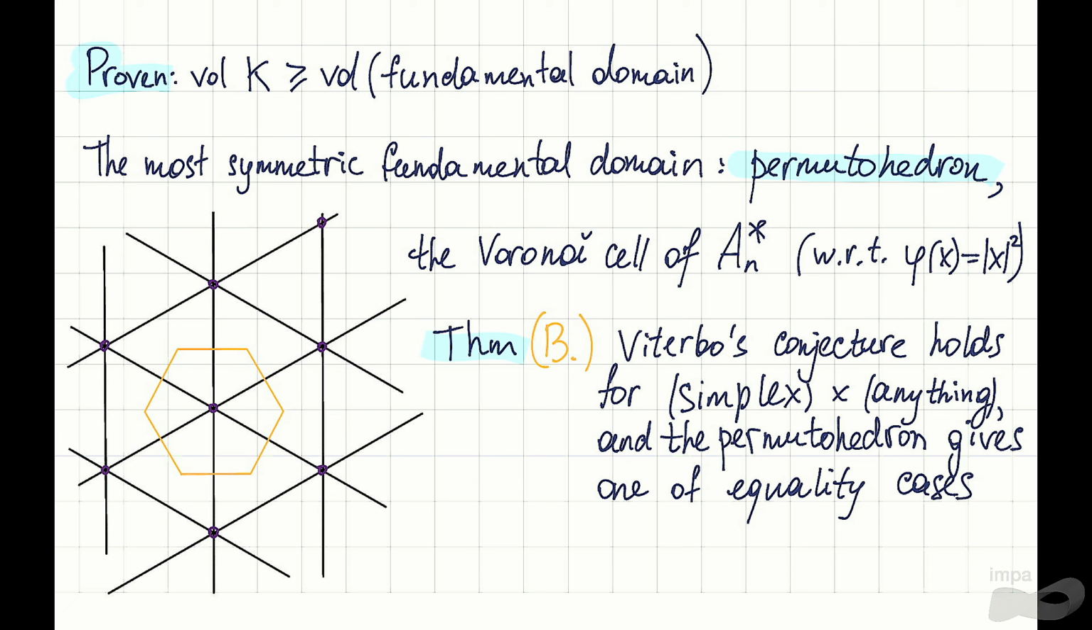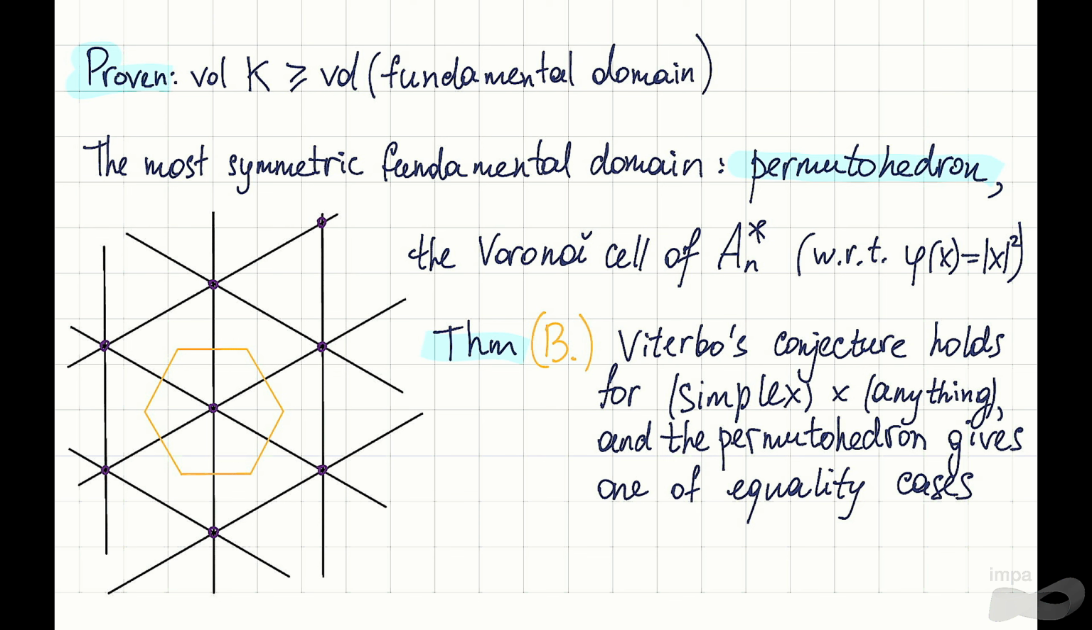But I guess the more, right, okay, so this translates in the symplectic language to the statement that the Viterbo conjecture holds for the product of an n-dimensional simplex, any simplex, because the problem is affine, it behaves nicely with respect to affine transformations. So the Viterbo conjecture holds for any simplex times anything, a Lagrangian product. And this particular case of the permutohedron is one of the equality cases.